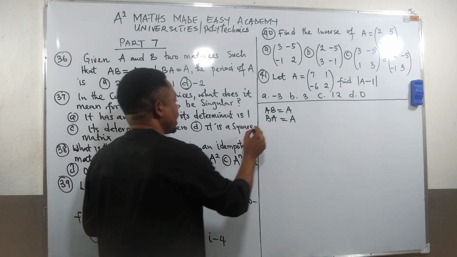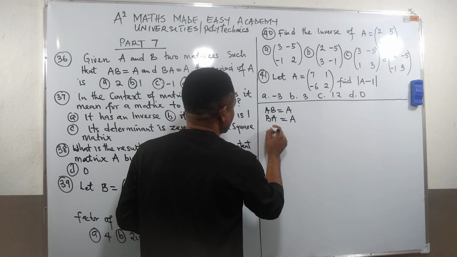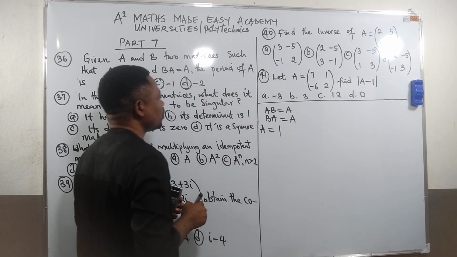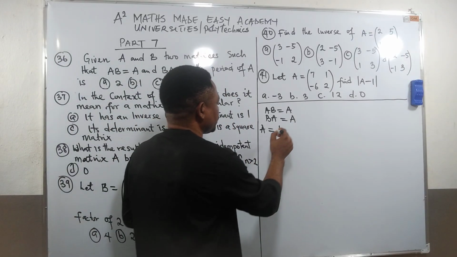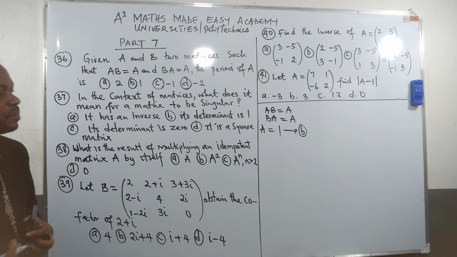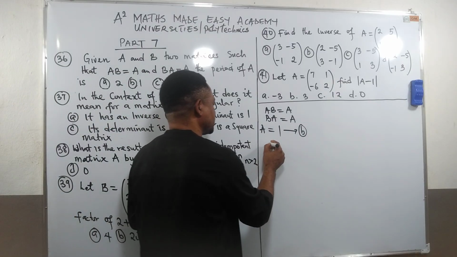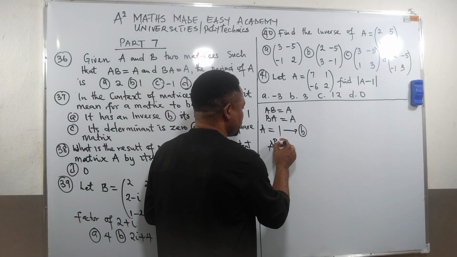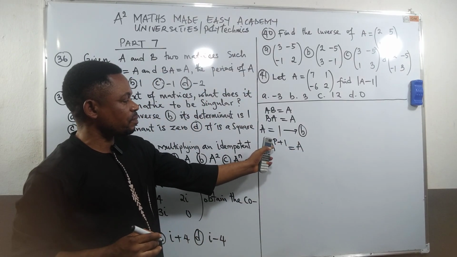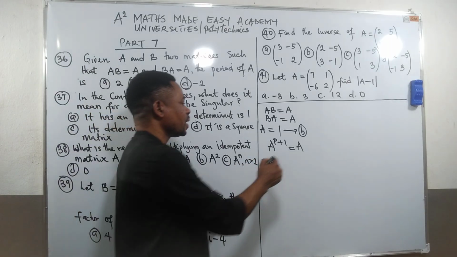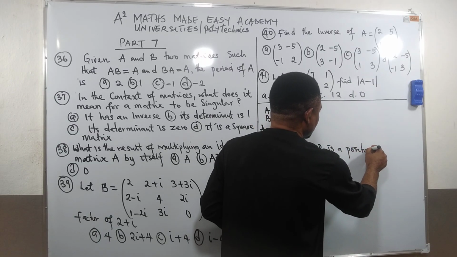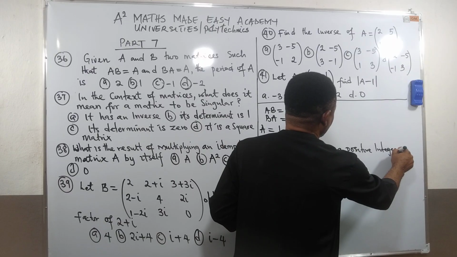Now the correct answer is that the periodicity of A is 1, which means the correct answer in the option is option B. Now somebody may ask, what is a periodic matrix? A periodic matrix is a square matrix whereby A raised to power P plus 1 is equal to A, and P is a positive integer. Now listen everyone, P is a positive integer.